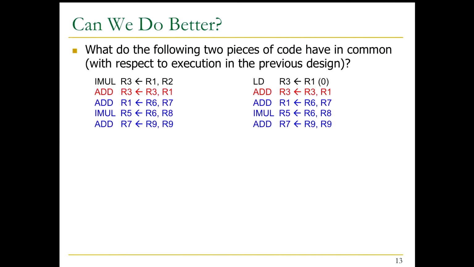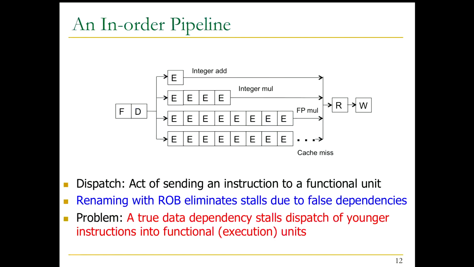So I'm giving you these two pieces of code, but let's take a look at one of them first. If you look at this, you're doing a multiply, you're doing an add, and these red instructions depend on the multiply, but all of these blue instructions are independent, and they can be executed. And in this pipeline, unfortunately, they cannot even get into the pipeline. I mean, they can get into the pipeline, but they will stall here. They cannot get to the execution units. They cannot be dispatched, right?